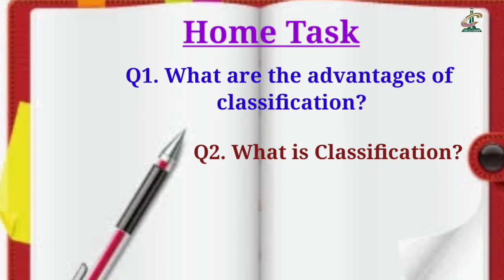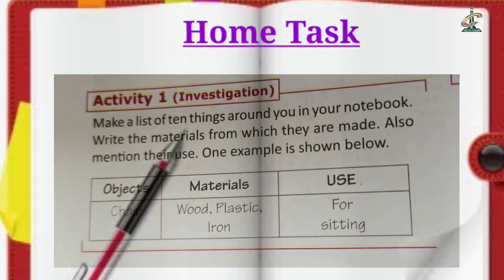Beta, here in the last I have assigned you an activity from your book. Activity number 1. Make a list of 10 things around you in your notebook. Write the materials from which they are made. Also mention their use. One example is shown below. You can take help from this example.